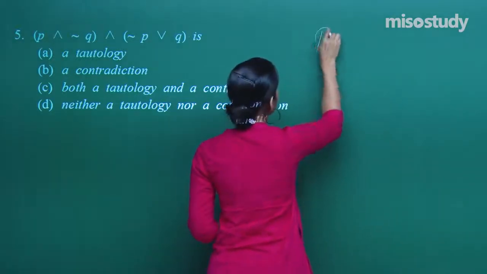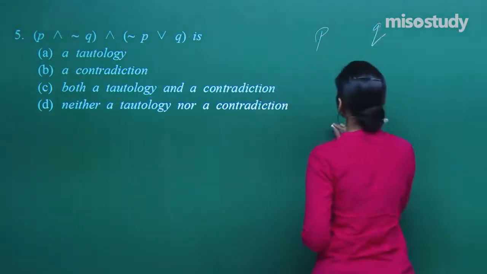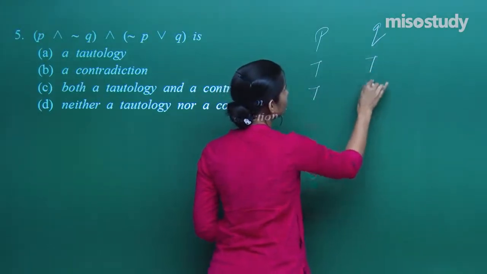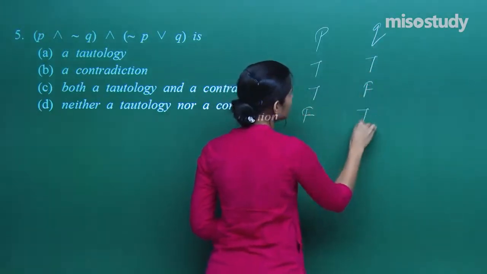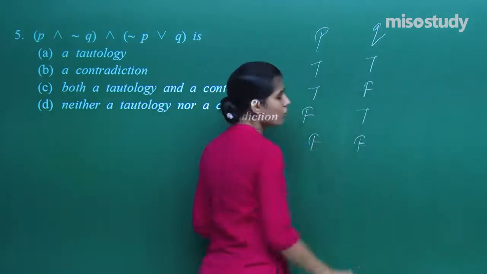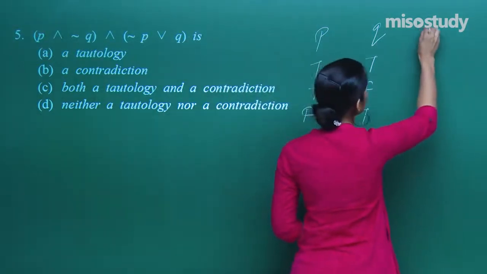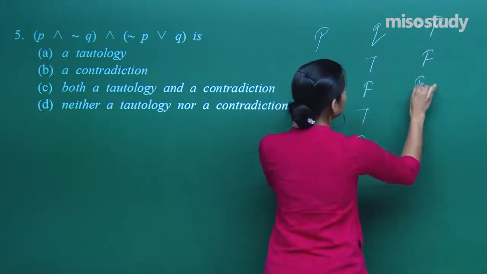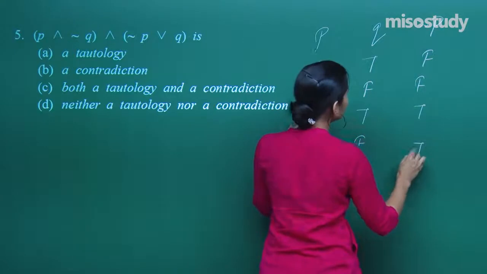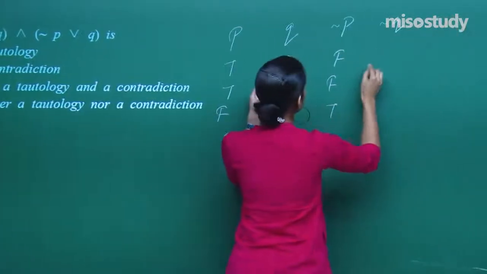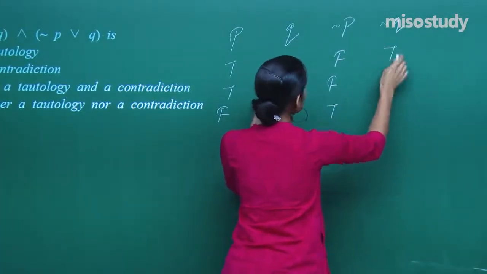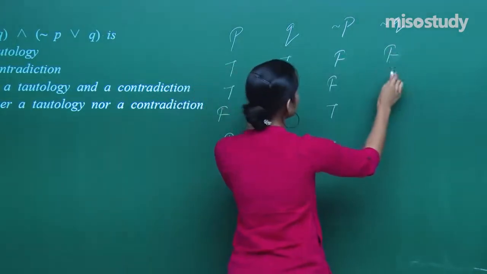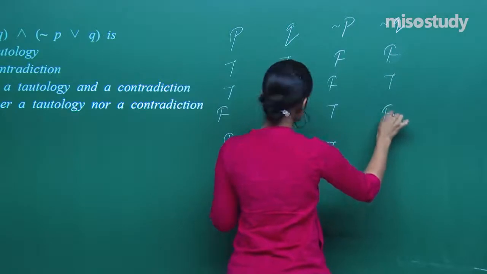Let's begin. I have P, Q. So P can take values true. At that time Q can be true or false. When P is false, Q can be true, or Q can be false. Not P will be false, false, true, true. Not Q will be false, true, false, true.